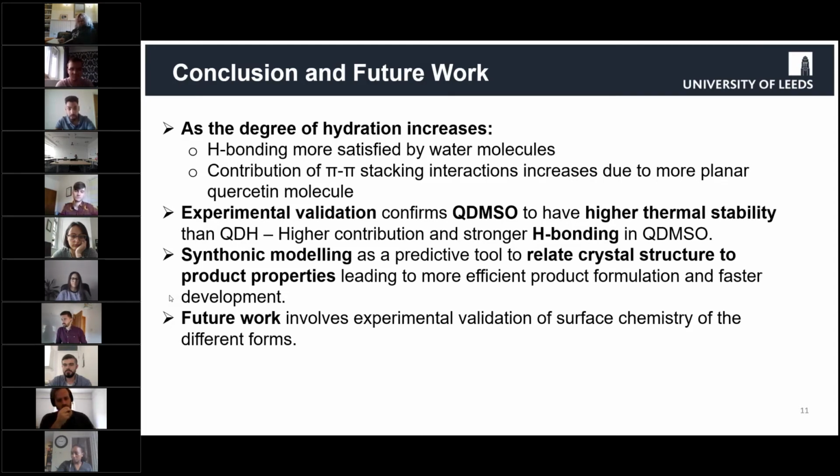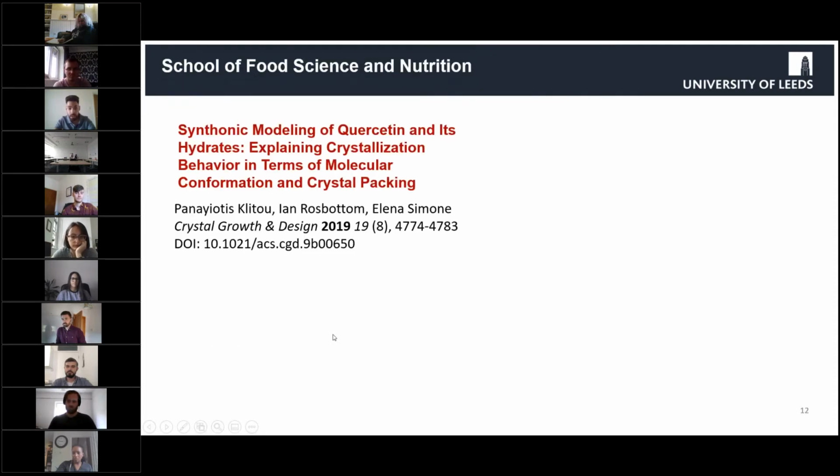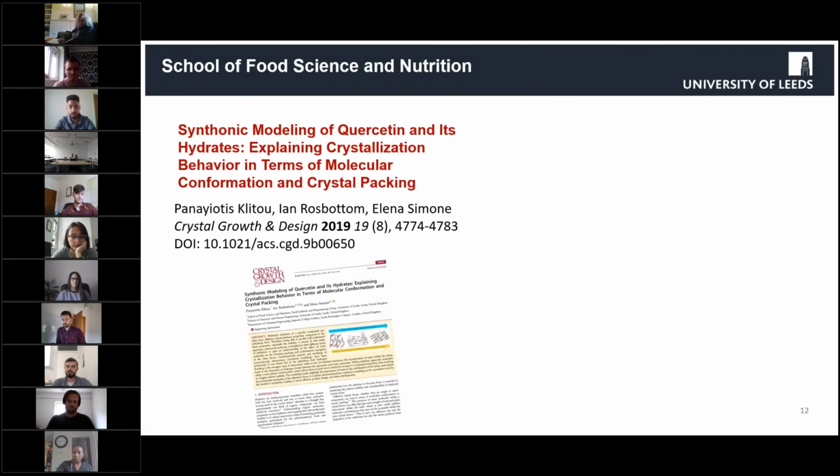And future work involves experimental validation of the surface chemistry of the different forms. The modeling work has already been done, unfortunately not shown in this presentation. So the study of the surface chemistry of the forms is the next step in this work. Part of these results are already published, and it can be found online.